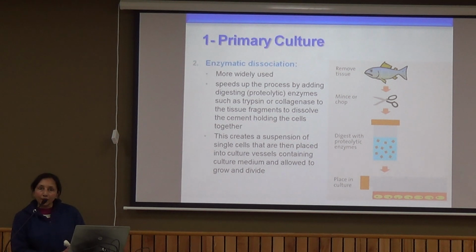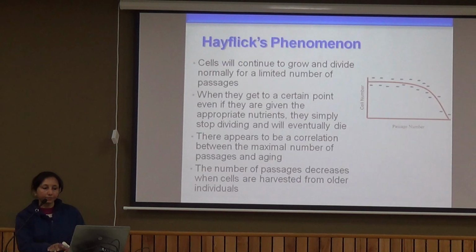So we have to separate the cells by dissolving the protein layer which is binding them together. So trypsin, collagenase are used to dissolve the layer. This creates a suspension of cells. These single cells are then placed in culture vessels which contain culture medium and then are grown.